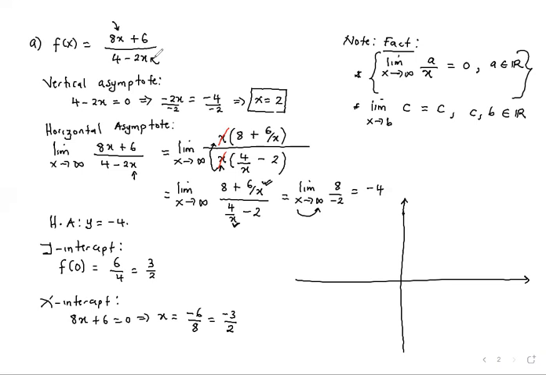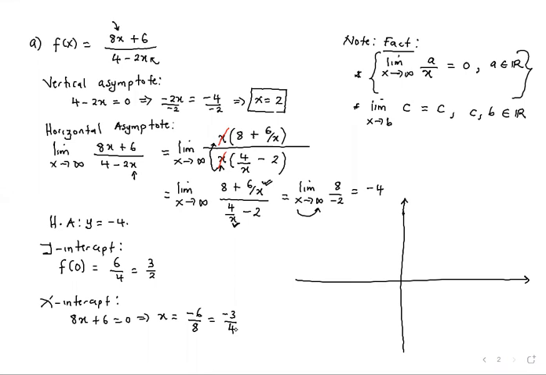Sir, I'm a bit confused on the horizontal asymptote. So even I'm a bit confused how we are finding the intercept. The intercept. Okay, let's start with the y-intercept. Then I'll get back to the horizontal asymptote. Okay, let's start with the horizontal asymptote.